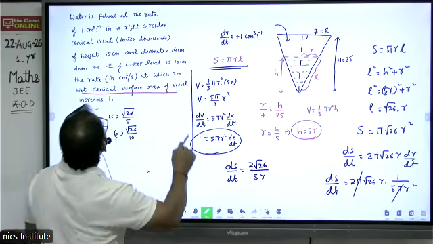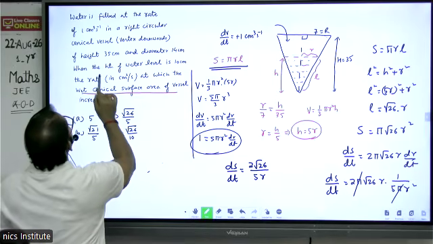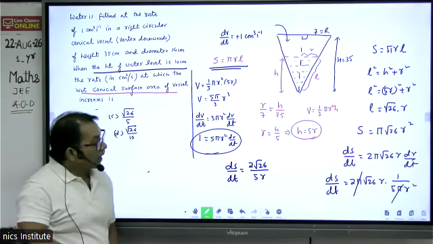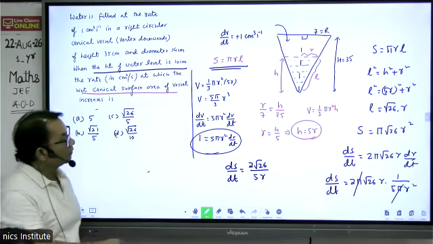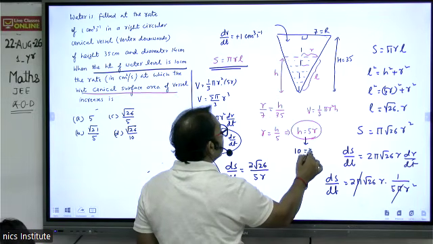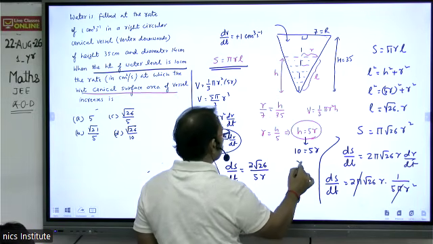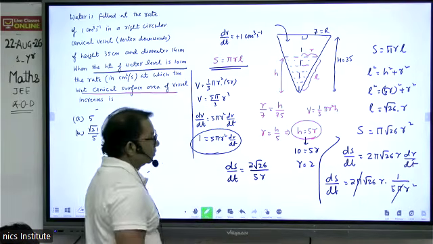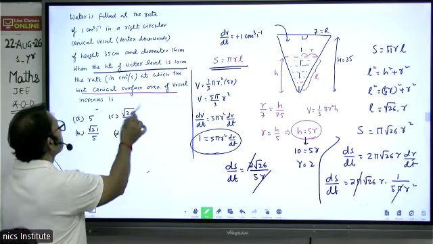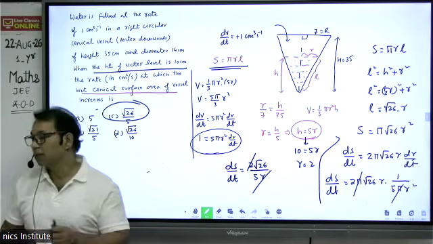Now this will be used. It says when the height of the water level is 10. When the height is 10, what will be r? When the height is 10, radius will be 2. So radius is 2. So 2 and 2 cut. Answer is this.